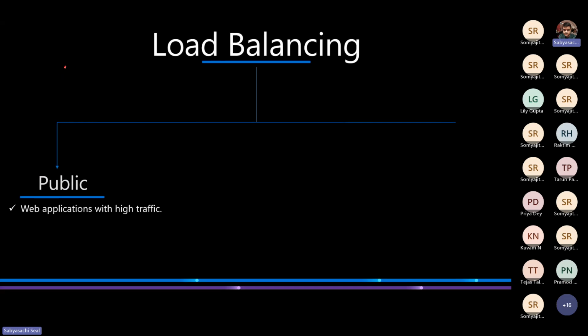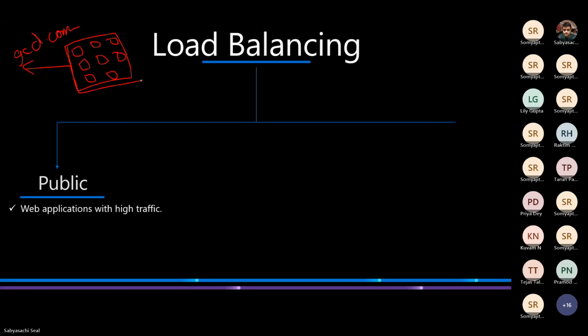It means that our endpoint, whatever we have, let's say this is our endpoint, suppose this is gcd.com. There are multiple machines, and these multiple machines have one load balancer, and this load balancer is distributing traffic across these machines. So this is public load balancing.